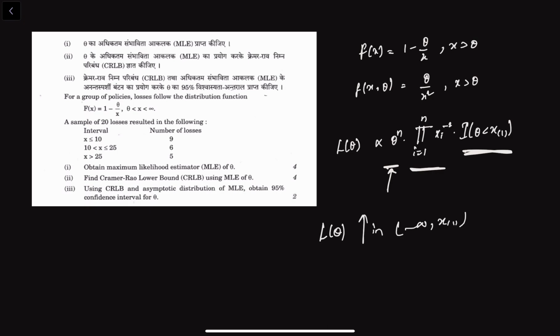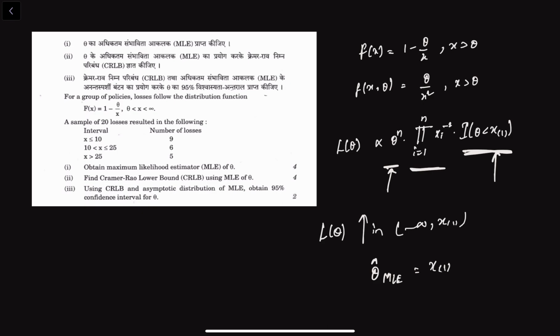Now if it is increasing, that means it is maximized by taking theta as the largest possible value, subject to the condition that theta is less than x(1). So the MLE here would be nothing but the first order statistic. That would just be the MLE of this particular distribution model.